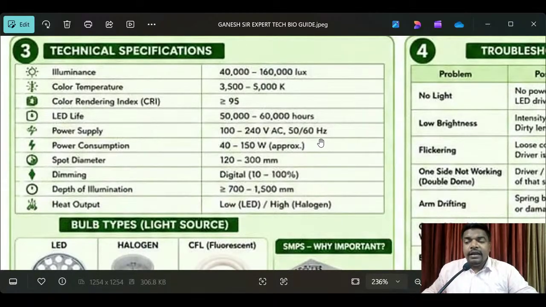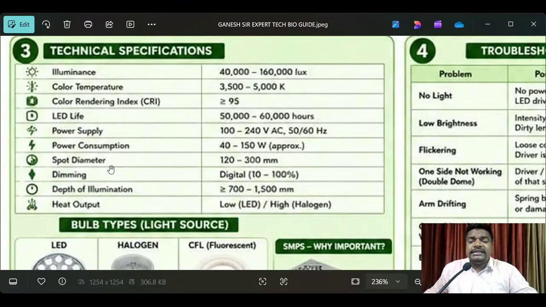It's mandatory. Power consumption is approximately 40 to 150 watts, and this depends on the make and model, like different types of bulbs. We have different OT lights by manufacturer. Sometimes 24 to 50 watts is also available, so that depends on the rating. We have to check everything and replace the bulb as required.